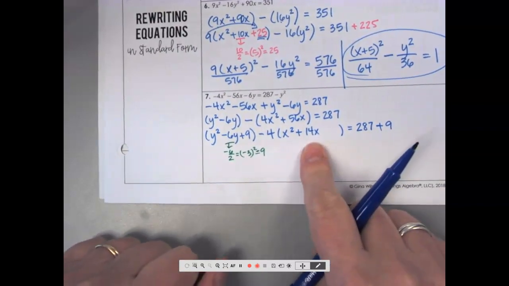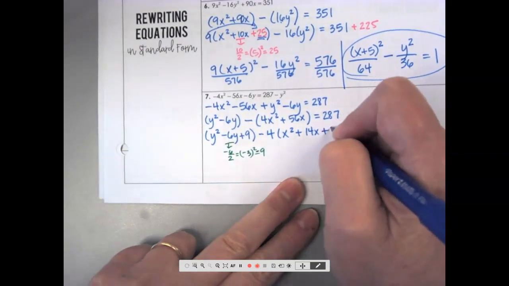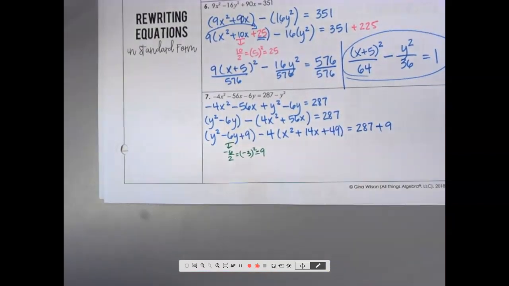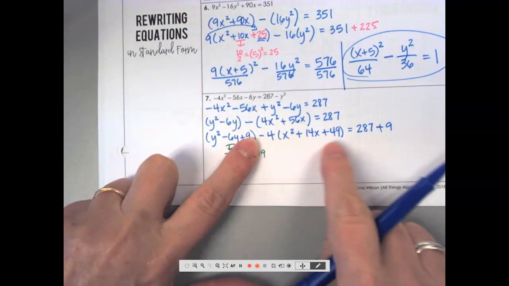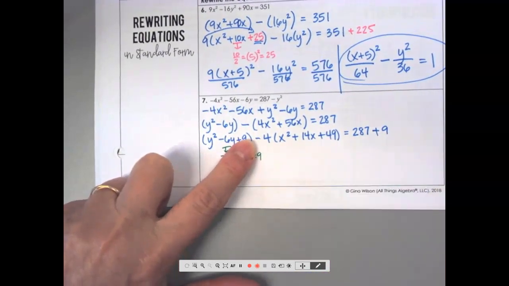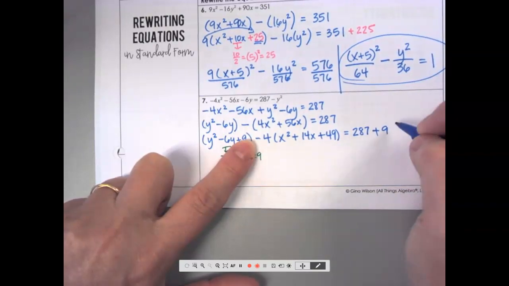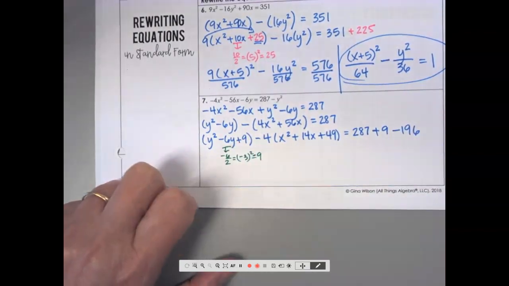Okay, what's half of 14? 7 squared? 49. Write it out if you need to. But this negative 4 will multiply 49. And 49 times negative 4, oops, thank you. I couldn't seem to type that in correctly. Is that right?